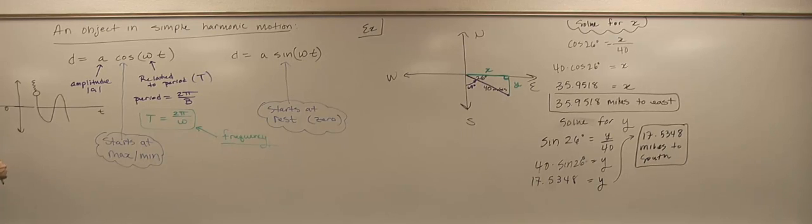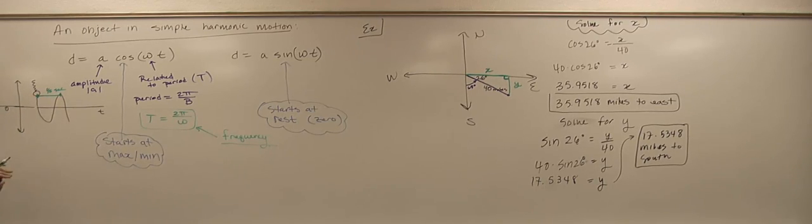Suppose I knew that it took 1/5 of a second to complete this cycle. So starting from a max, going all the way back up to a max took 1/5 of a second. This would be the period. The period is how long it takes for you to repeat. So in this case, the period would be 1/5.